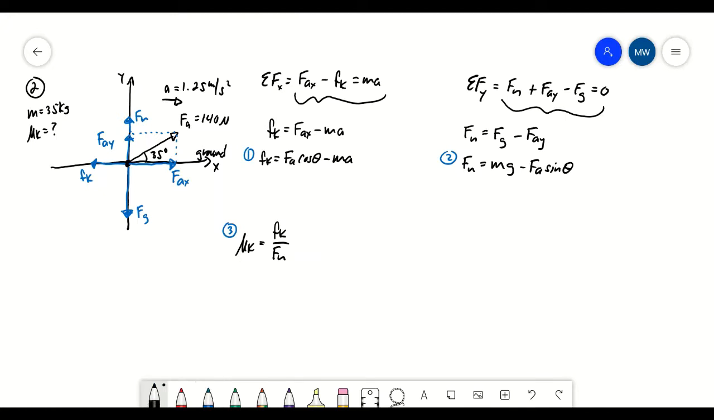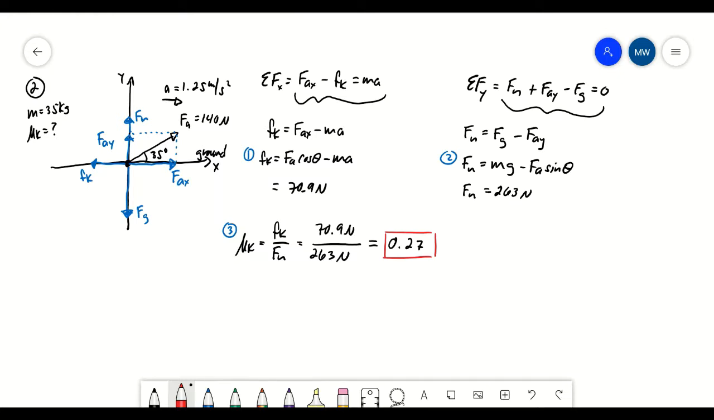If you do that and you put all the numbers in, I'm not going to do that for you, you can put them in the calculator, you'll find that this will be equal to 70.9 newtons, and then your normal force will be equal to 263 newtons. And if you put those into this friction equation, we've got our 70.9 newtons, and then we have our 263 newtons, and we get a value for mu of 0.27. So we'll call that option number 1.